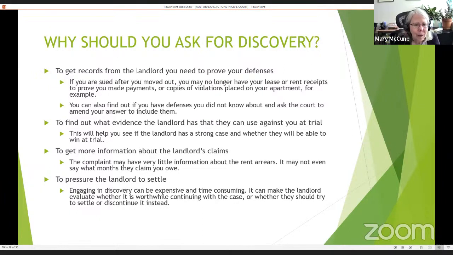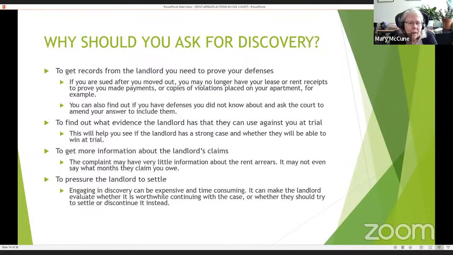So what are some of the reasons that you should ask for discovery? To get records from the landlord that you can use to prove your defenses. So if you're sued after you moved out, you may not have kept your lease or your rent receipts to prove that you made payments, or copies of violations placed on your apartment, but maybe the landlord has a rent ledger and it shows the money order numbers and when you paid them, and you can use that to say, see, I did make the payments.